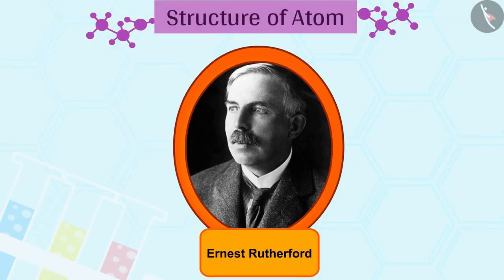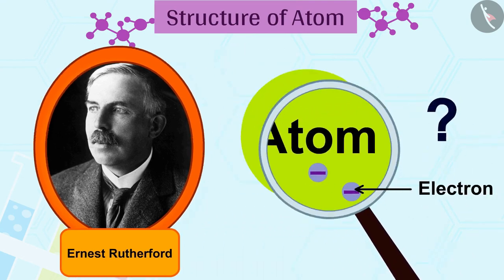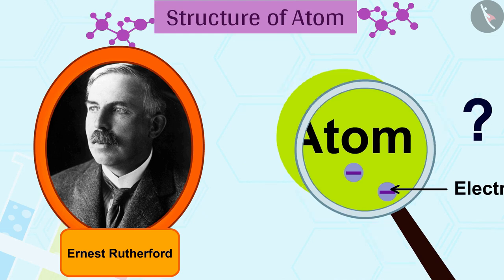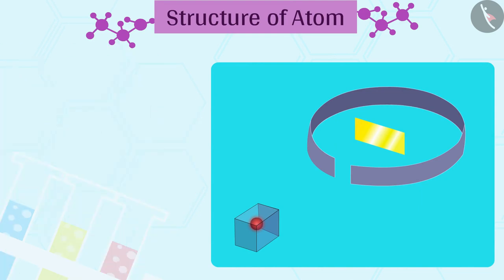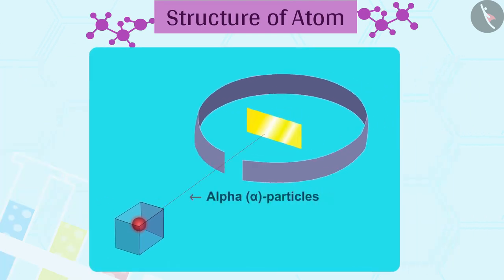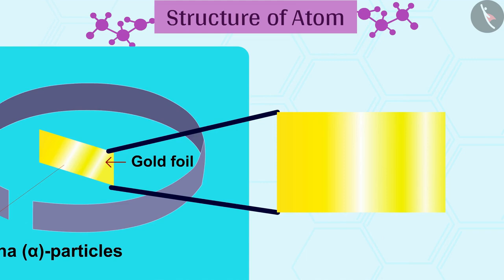Ernest Rutherford was interested in knowing how the electrons are arranged within an atom. Rutherford designed an experiment for this. In this experiment, fast-moving alpha particles were made to fall on a thin gold foil. One, he selected a gold foil because he wanted as thin a layer as possible. This gold foil was about 1000 atoms thick.